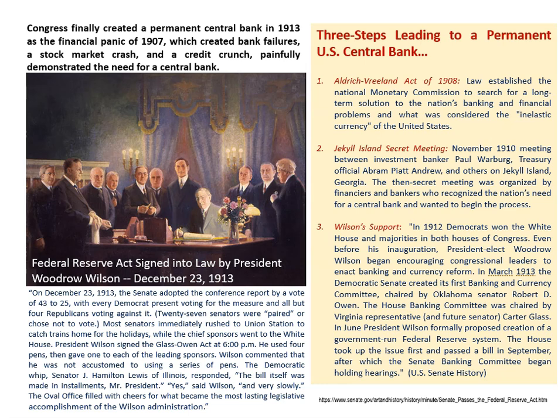However, it was not until 1912 that the third step towards a central bank was initiated with the election of 1912, when Democrat Woodrow Wilson won the White House along with his party's majorities in both the U.S. House and Senate.